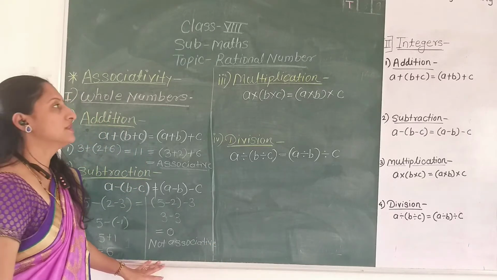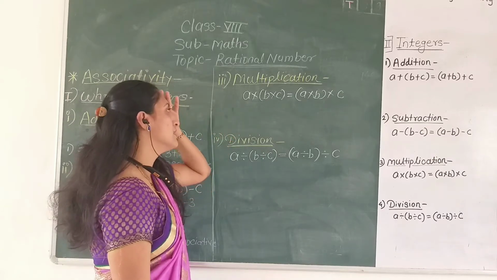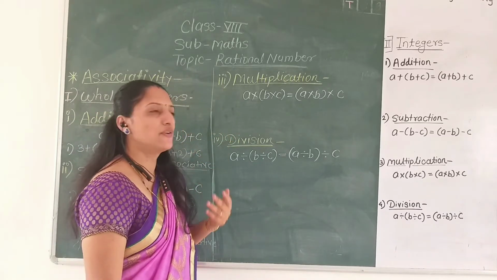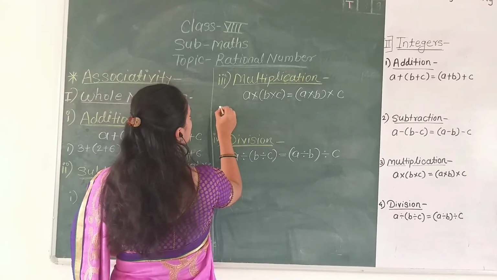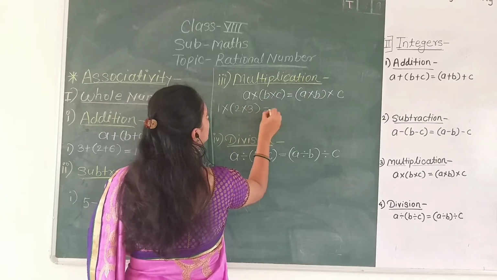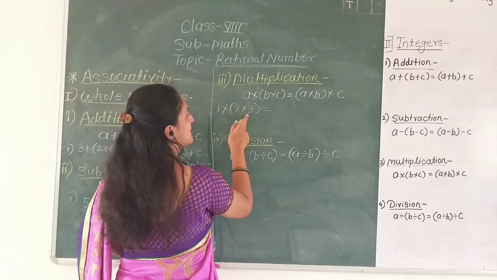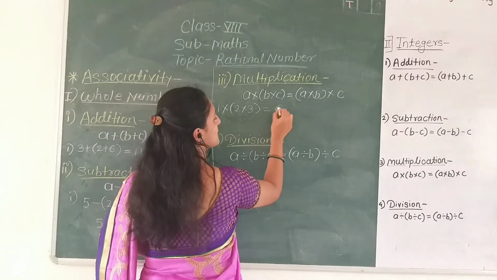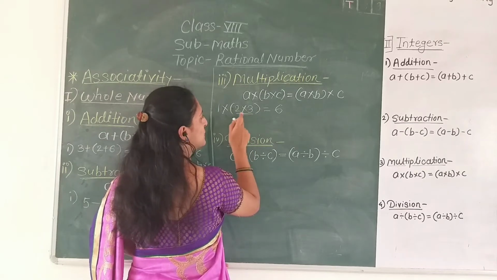Now the third operation is multiplication. Let us check if multiplication is associative for the whole numbers or not. So I take here the numbers 1 into 2 into 3. First we solve the bracket: 2 into 3 is 6, and 6 ones are 6.